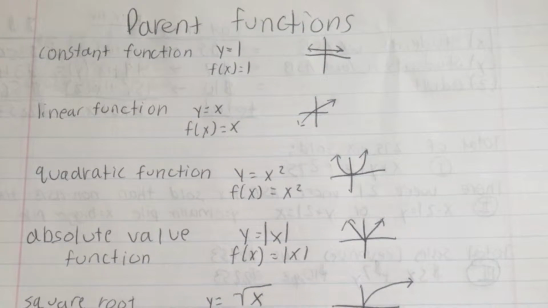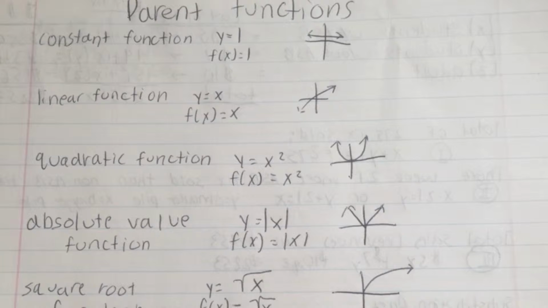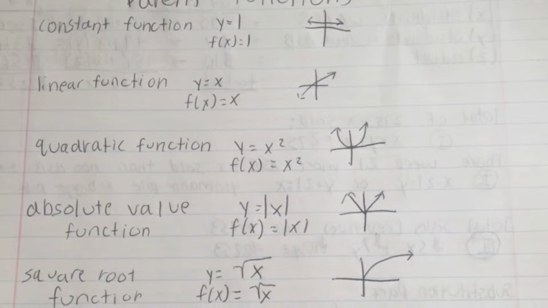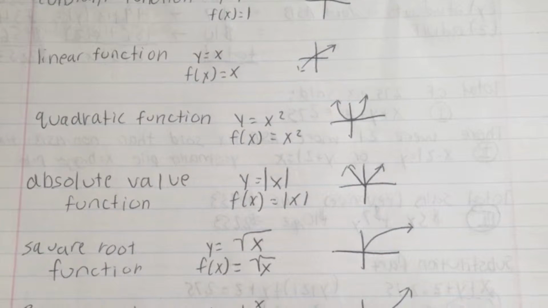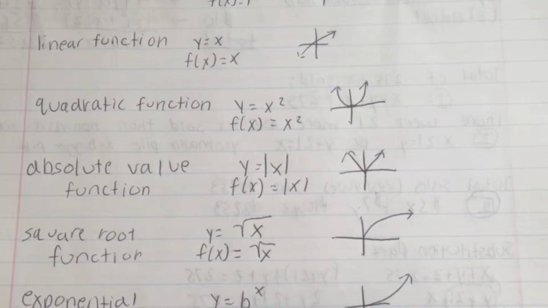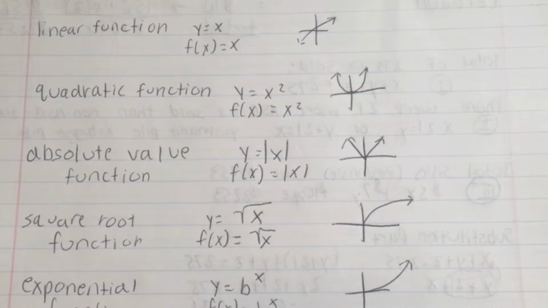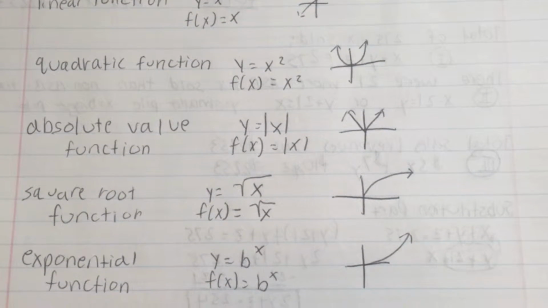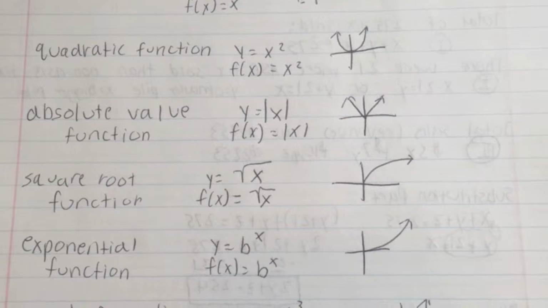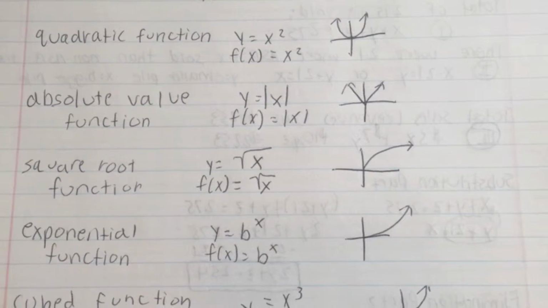The first parent function is a horizontal line going through y equals 1. The second is a diagonal linear line going through y equals x. The third is a u-shaped quadratic function going through y equals x squared. The fourth is a v-shaped graph going through y equals absolute value of x. The fifth is a curved line going up and out through the function y equals square root of x.